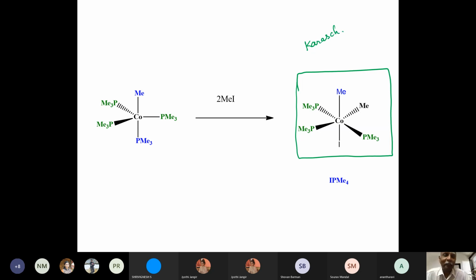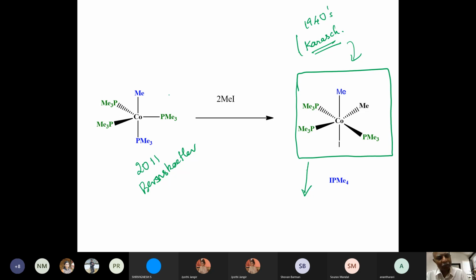Those of you who have studied organic chemistry well will know that Kharasch was a person who did a lot of radical chemistry, and that was in the 1940s. So this compound was known since 1940. In 2011, Bernskoetter publishes this paper where he studied the reductive elimination of methane from this complex.